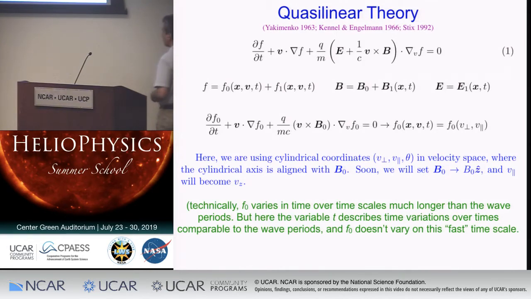Over time scales much longer than the wave periods, we'll get to that later. I haven't written that in this equation here. The variable t in this equation is really describing variations over time scales of order the wave period, and our background distribution doesn't vary on that time scale. All right, let's get to the interesting stuff. Let's go to first order.